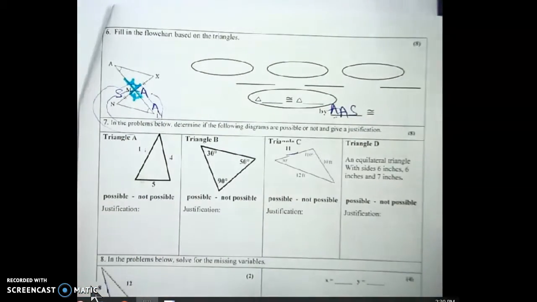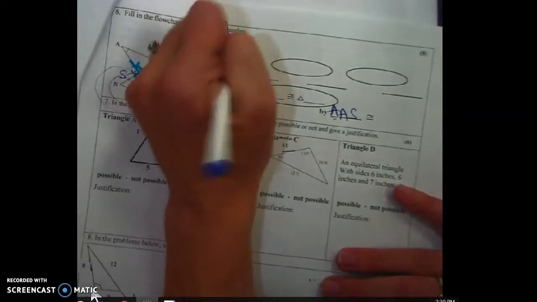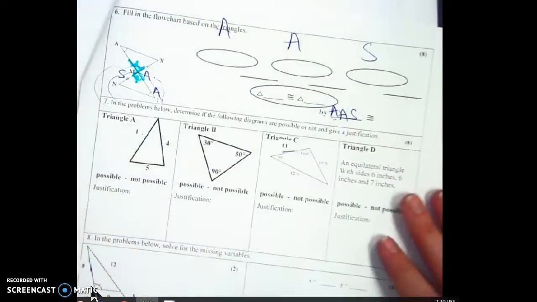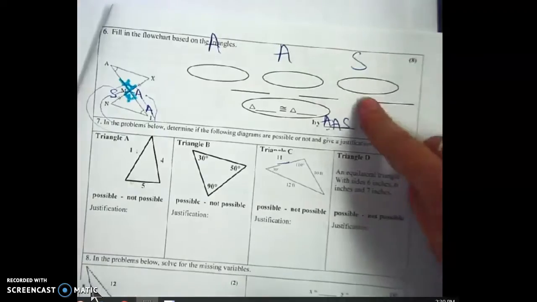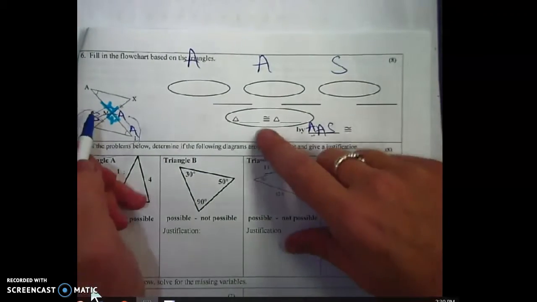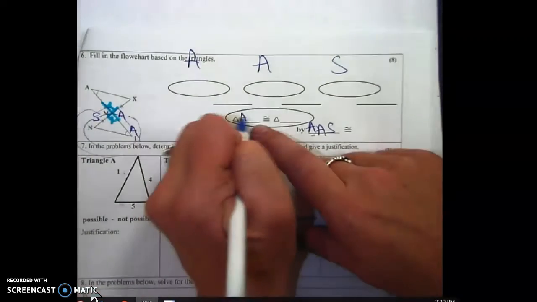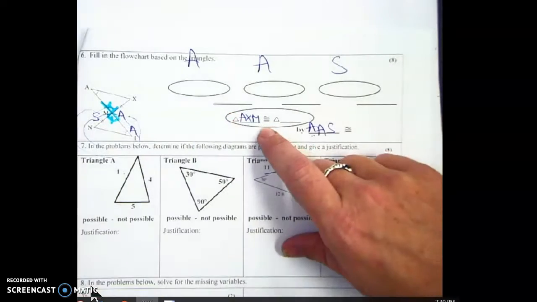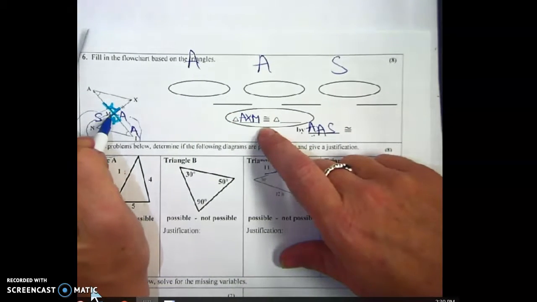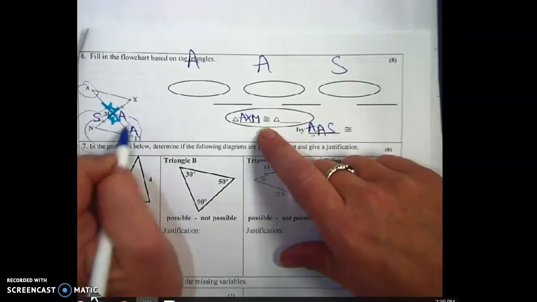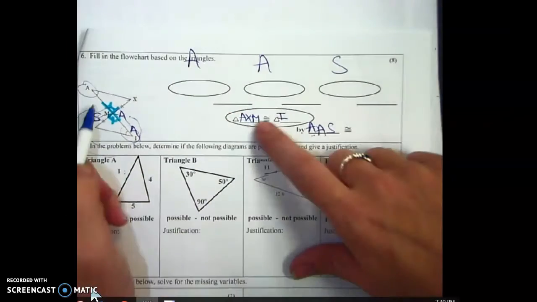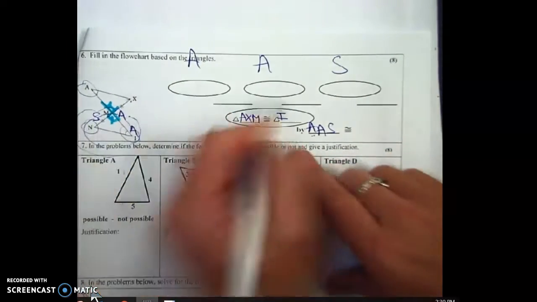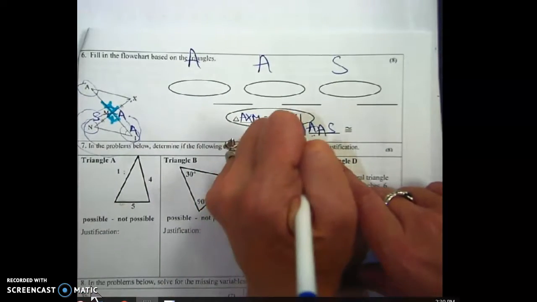So I'm going to do that first. Do you have to do it first? No. And then I'm going to go A, S for my own sanity. So I'll put the angle there, and the side there. And then I might even do the triangles. So triangle AXM, because I feel like it. AXM. So I have to respect the order. A is with I. X is with N. And M is with M. It's the same thing.